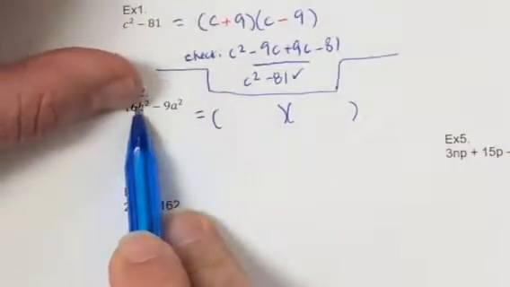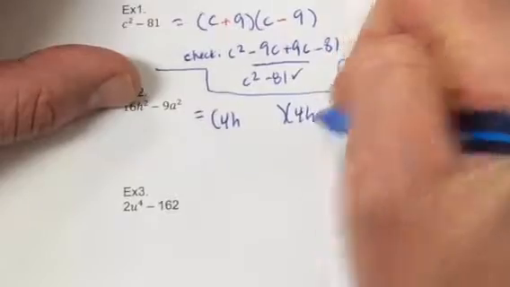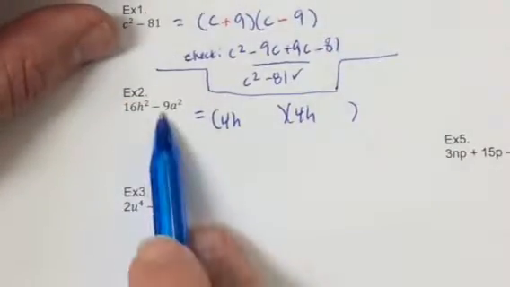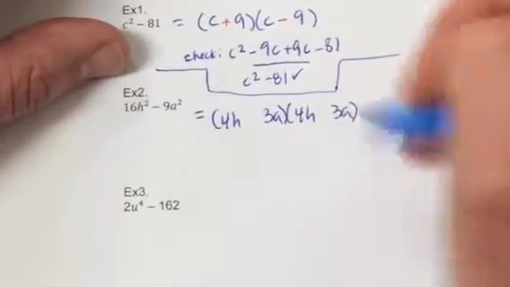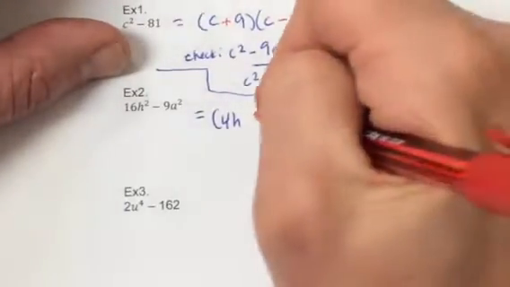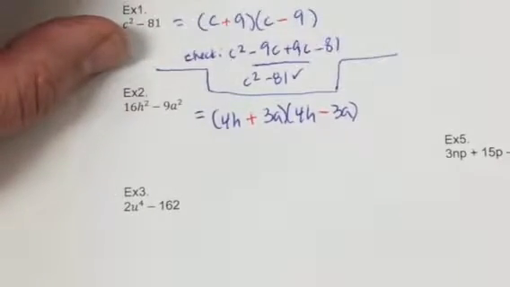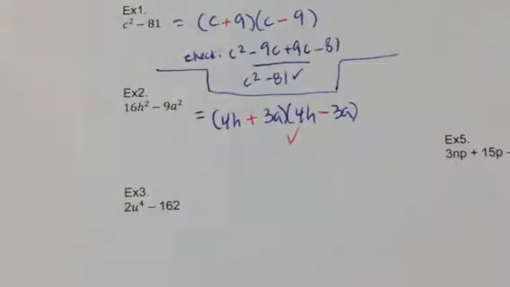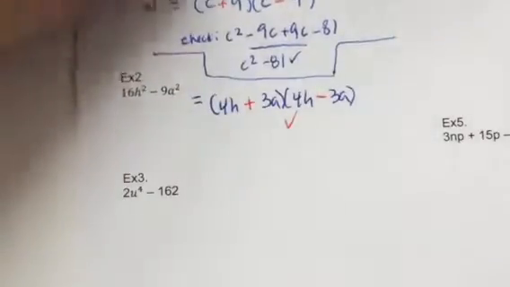What times itself equals 16h squared? 4h times 4h. What times itself equals 9a squared? 3a and 3a. And with difference of squares, the signs are different. So one is a plus and one is a minus. I'm not going to take the time to multiply that back out, but if you do, you will realize that it works. Okay, let's jump to example 3 now.